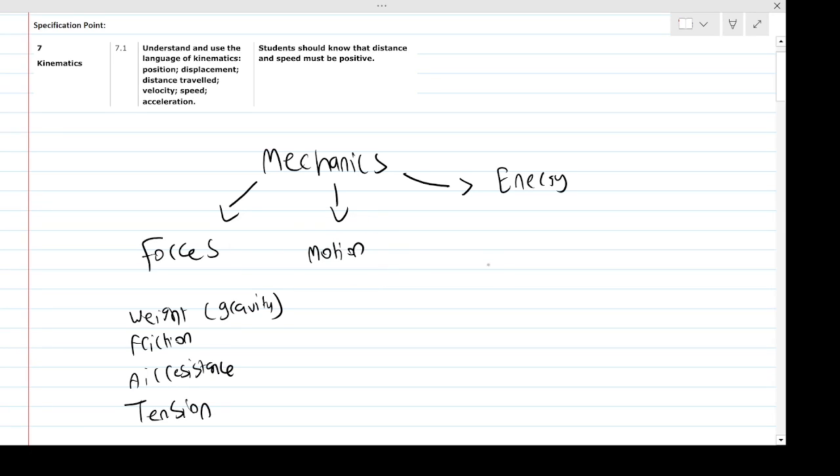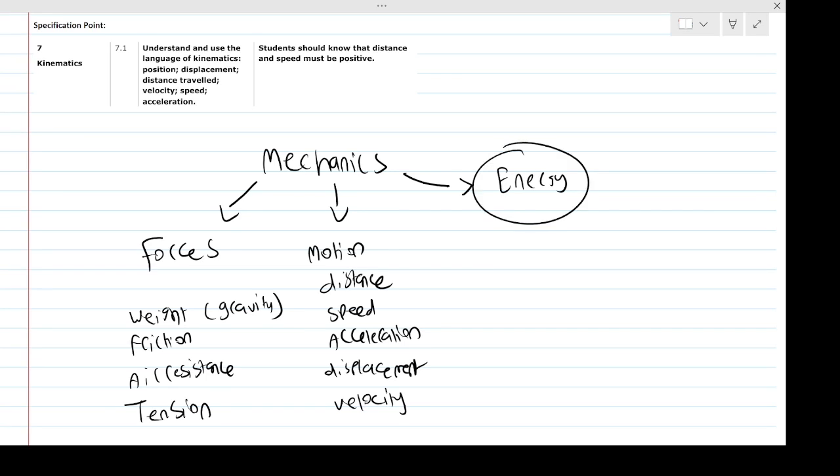Then we've got motion. So motion is to do with movement. That is your distance, that is your speed, that's your acceleration. And also we're going to look at fancier versions of distance and speed. We're going to look at displacement and velocity. So all of this is to deal with motion.